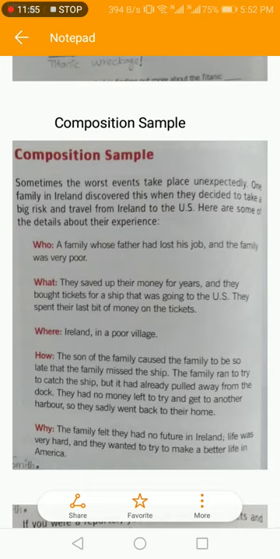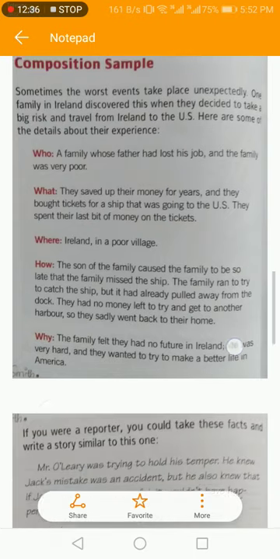So this is all about the family, and this is how to write a composition, how to write a report or an essay. In creative writing, we have to use WH words, which means who, what, where, how, why. Who, kon; what, kya; where, kahan; how, kaise; and why, kyun. So these are the words that describe the whole event or whole situation.